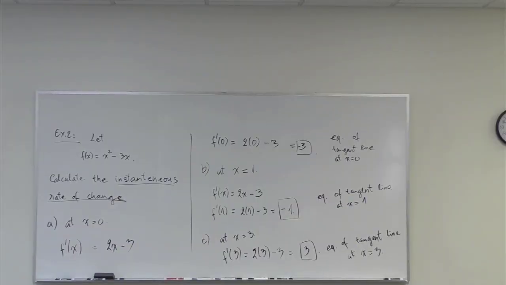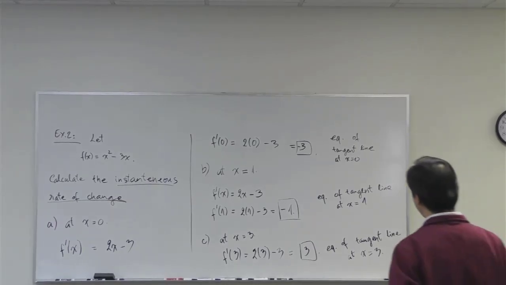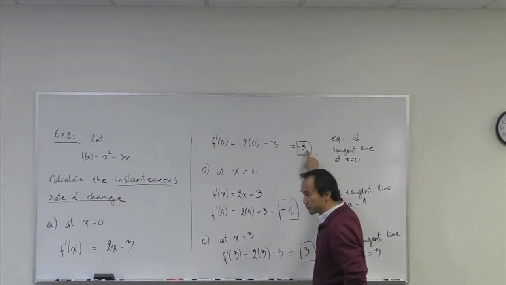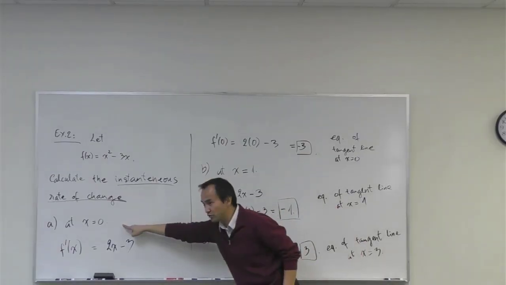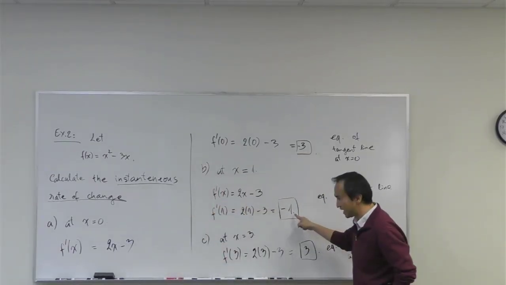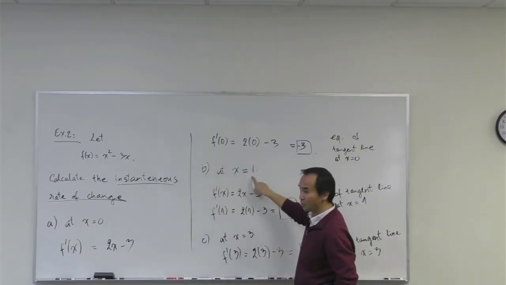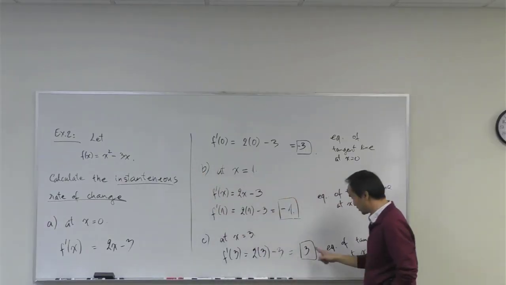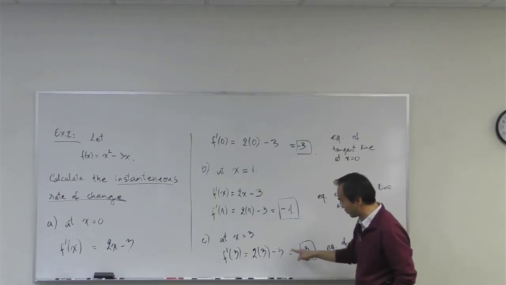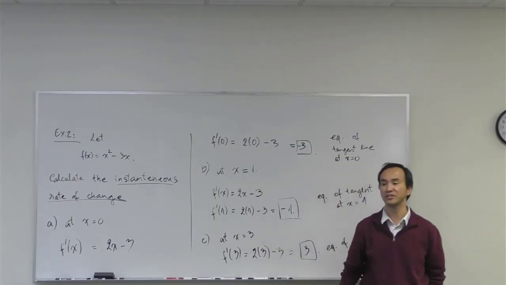So any of these that we calculated are now referred to as the instantaneous rate of change. At x equals 0, this value here is the instantaneous rate of change of the function. At x equals 1, and the same way over here, this is the instantaneous rate of change of the function when x equals 3, at those different instants.